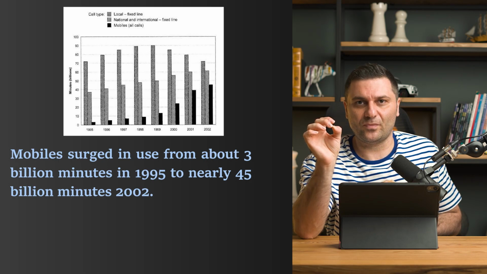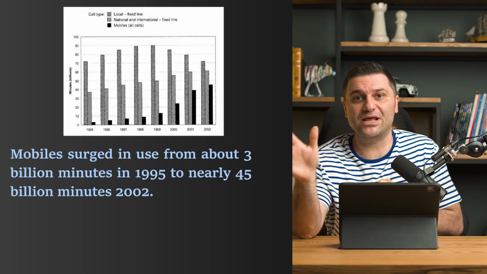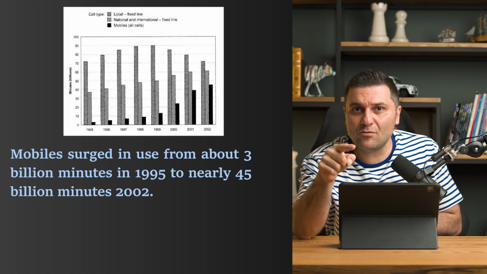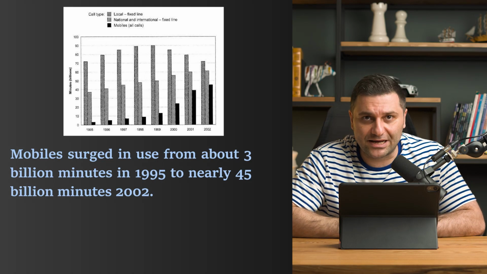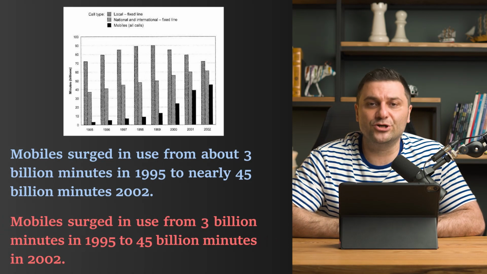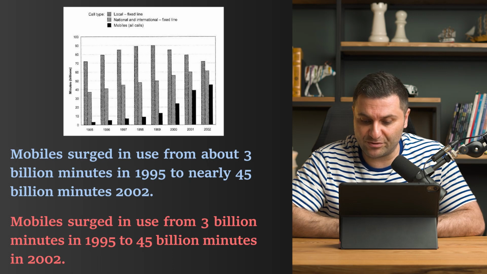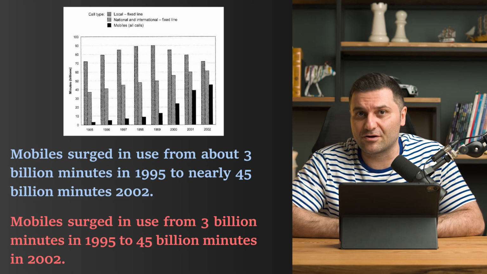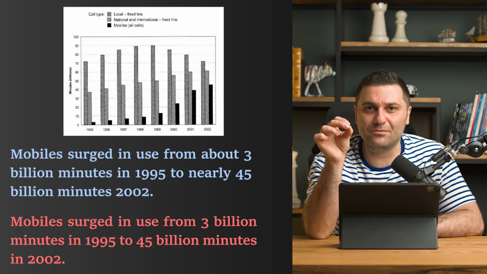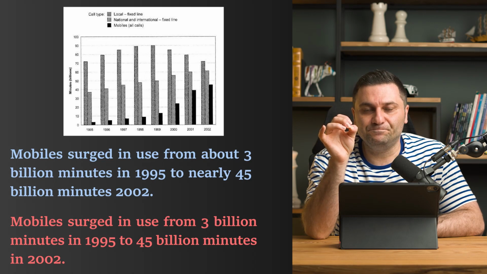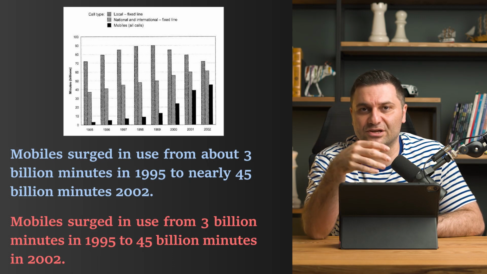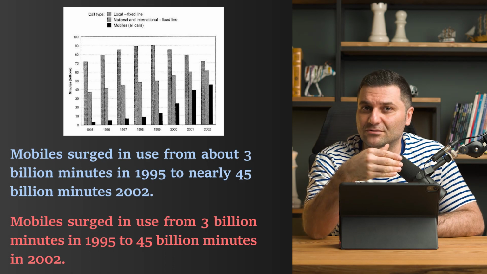It's not 3 billion minutes, right? It's about or around 3 billion minutes. However, this sentence is incorrect. Look at this sentence. Mobiles surged in use from 3 billion minutes in 1995 to 45 billion minutes in 2020. This is incorrect. So you will lose marks if you use data and you do not use adverbs like approximately, roughly, nearly, about, around.